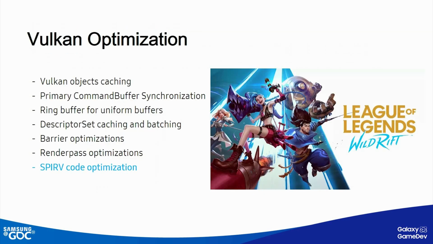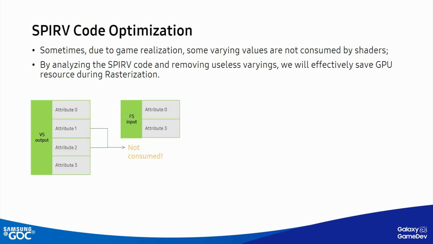And now comes our final optimization for Vulkan. In most games, artists will batch together similar effects into a CG file. This will then generate multiple shader binaries with only slight variations. This can cause some varying mismatches, like the outputs from a vertex shader not being consumed by the fragment shader. This wastes the interpolation of the unused varyings during rasterization.